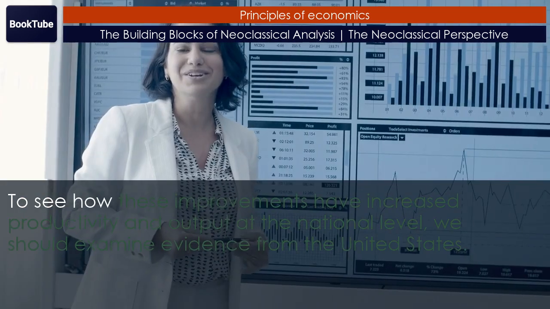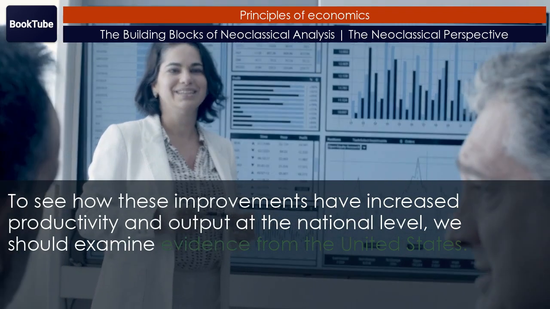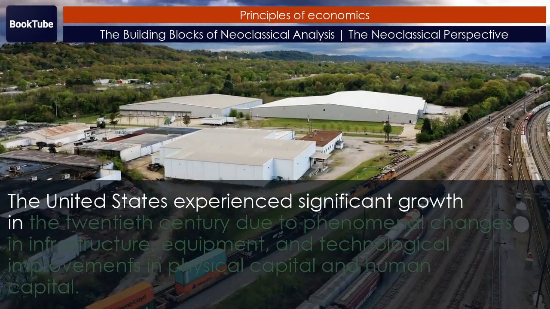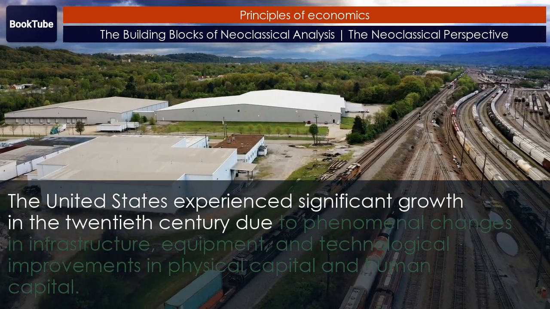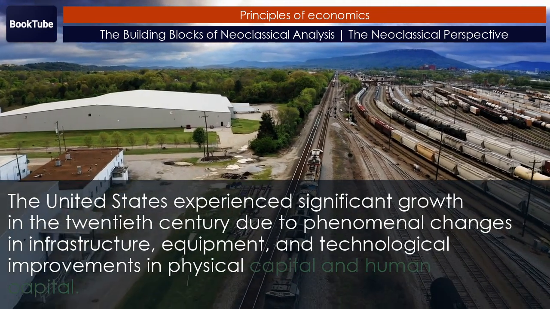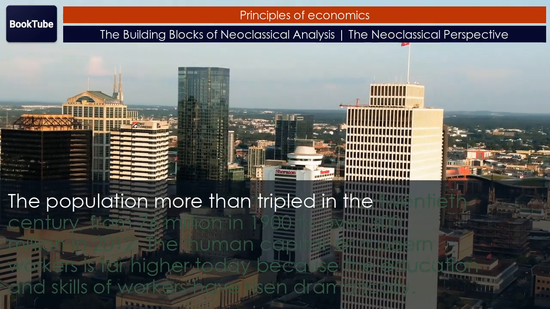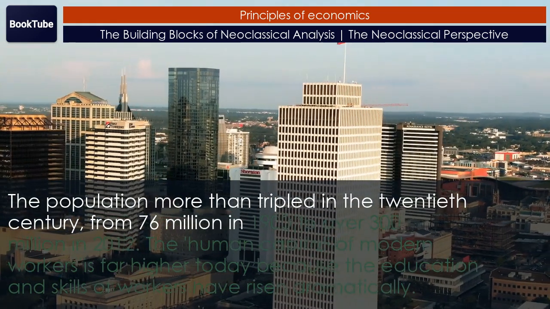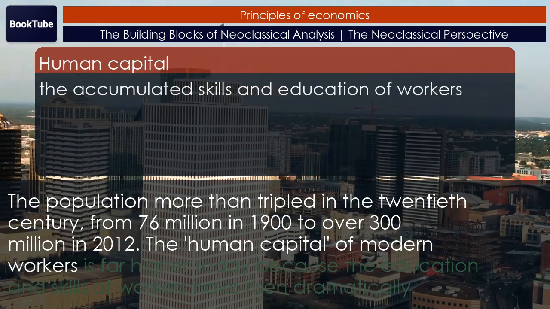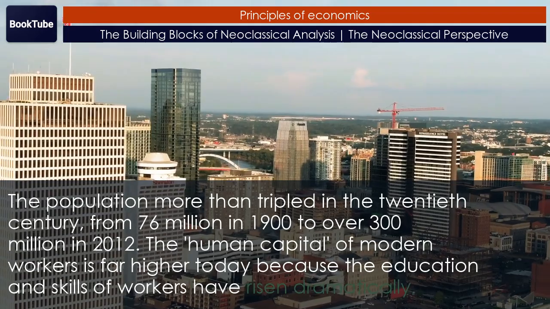To see how these improvements have increased productivity and output at the national level, we should examine evidence from the United States. The United States experienced significant growth in the 20th century due to phenomenal changes in infrastructure, equipment, and technological improvements in physical capital and human capital. The population more than tripled in the 20th century, from 76 million in 1900 to over 300 million in 2012. The human capital of modern workers is far higher today because the education and skills of workers have risen dramatically.